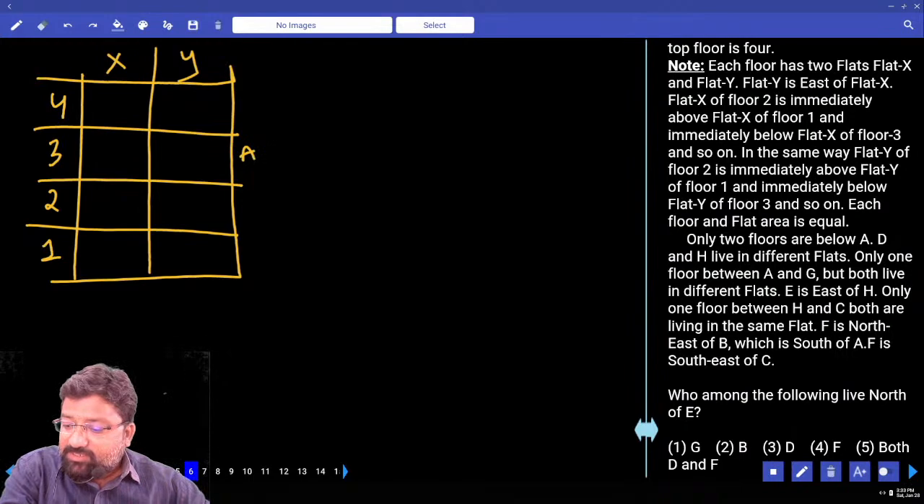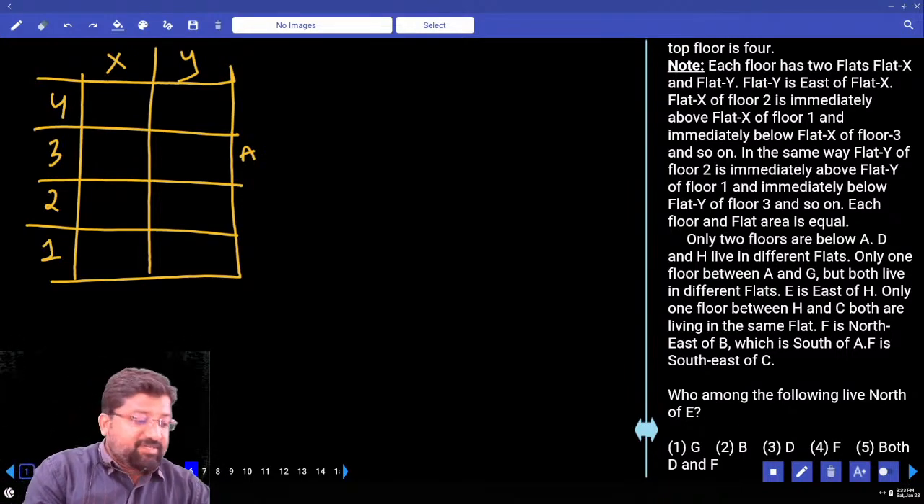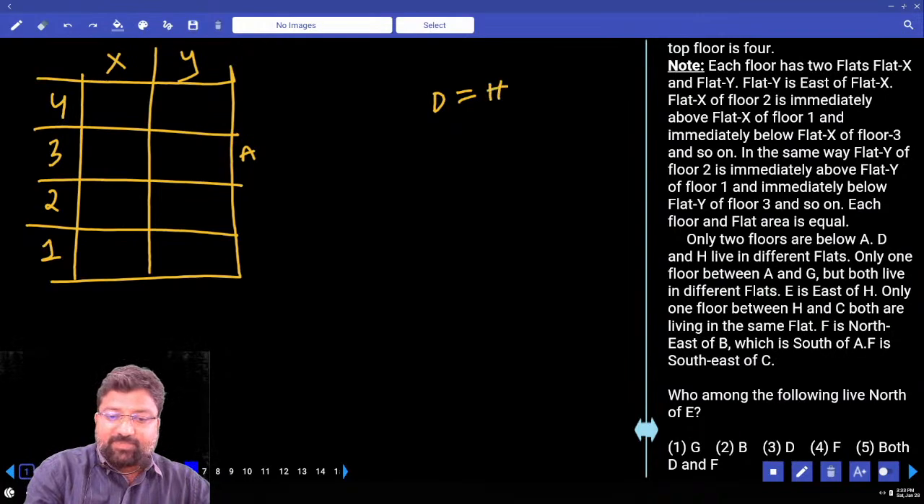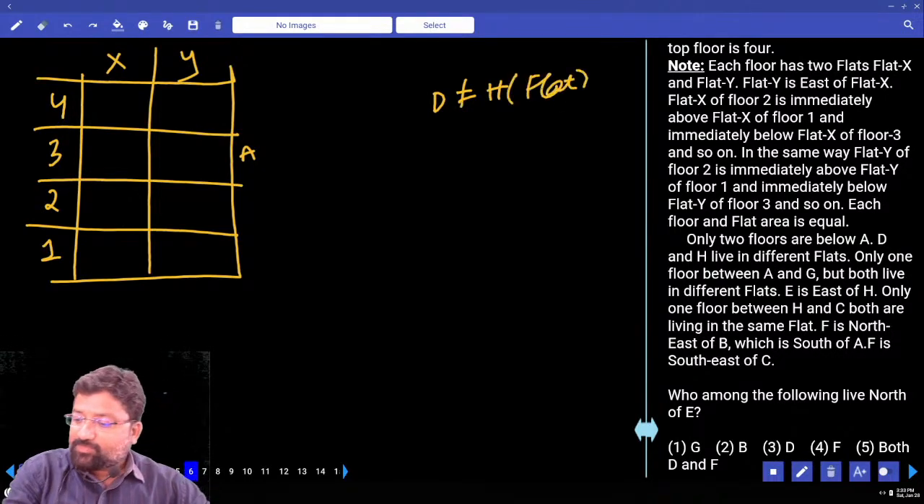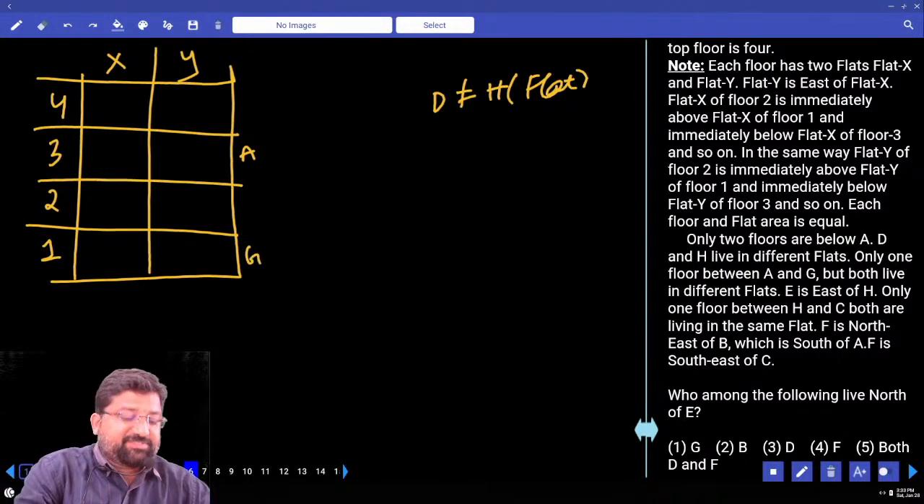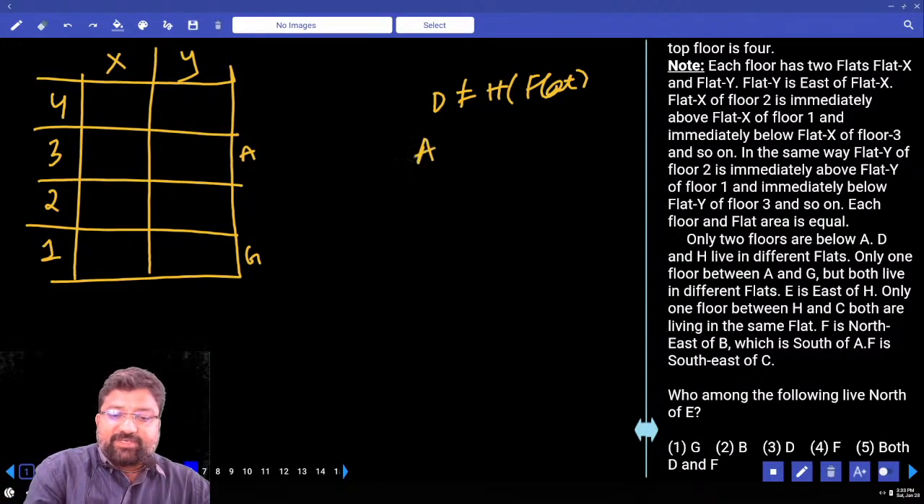Next, D and H live in different flats. Where do D and H live? Different flats. D is not equal to H in terms of flat. Only 1 floor between A and G. Obviously G has to be in the 1st floor. Only 1 floor between A and G, but both live in different flats. A is not equal to G in terms of flat.